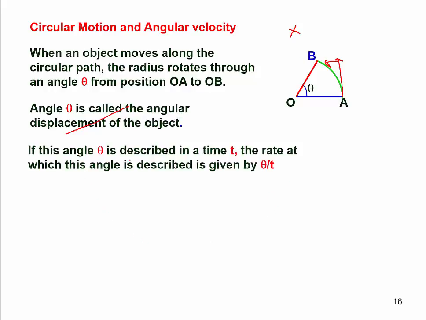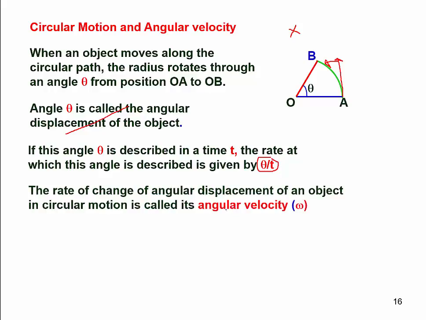If this angle theta is described in a time t, then we can calculate the rate at which the angle is being described. Is that right? The rate at which this angle is described is given by theta over t. See, theta is the angular displacement that happened in a time t. So the rate at which this displacement occurred is theta over t.